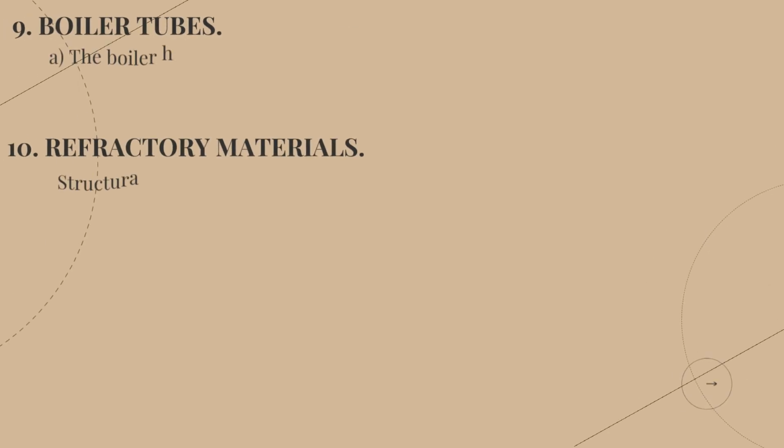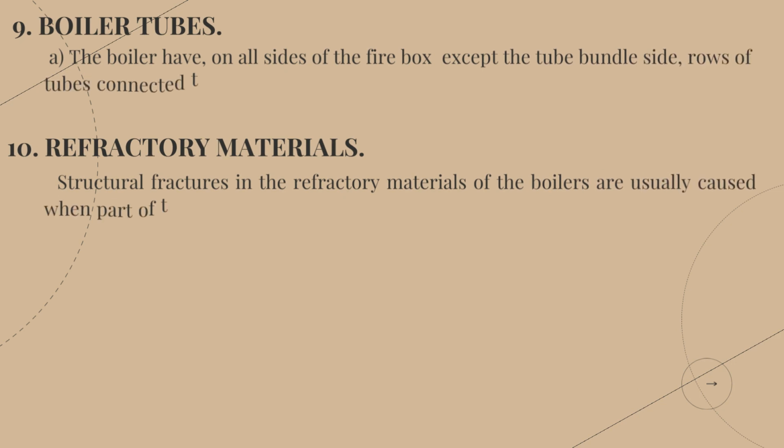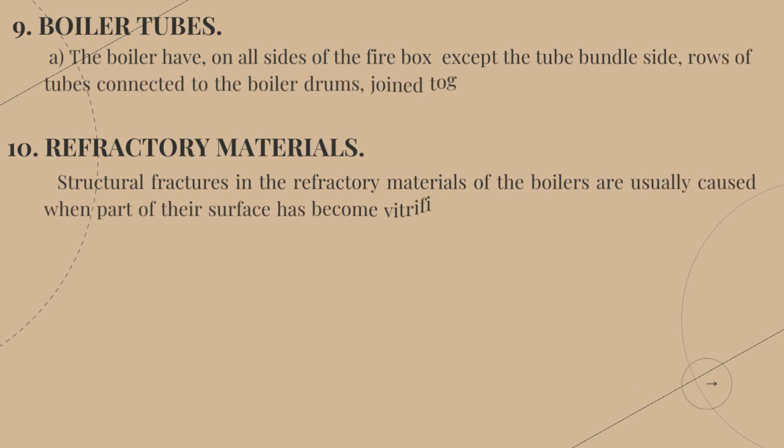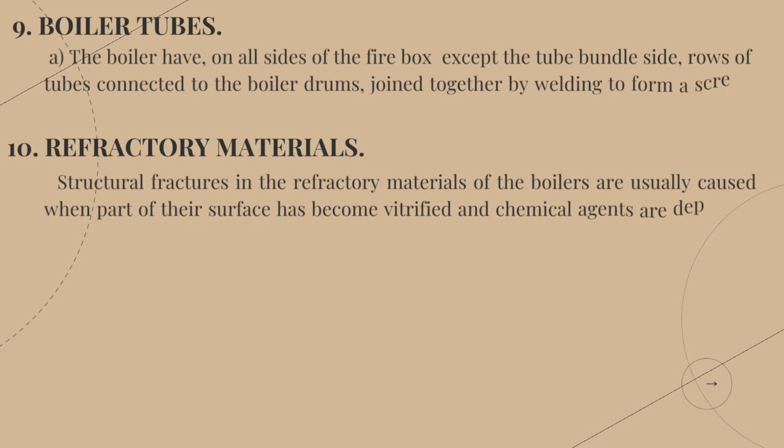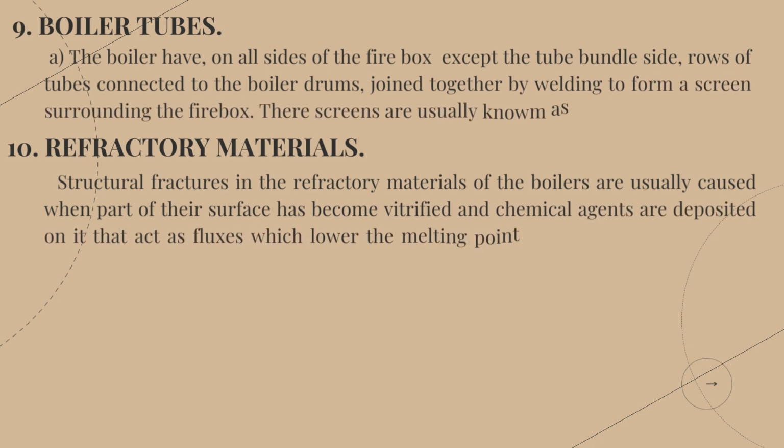9. Boiler tubes. A. The boiler has, on all sides of the firebox except the tube bundle side, rows of tubes connected to the boiler drums, joined together by welding to form a screen surrounding the firebox. These screens are usually known as water walls.